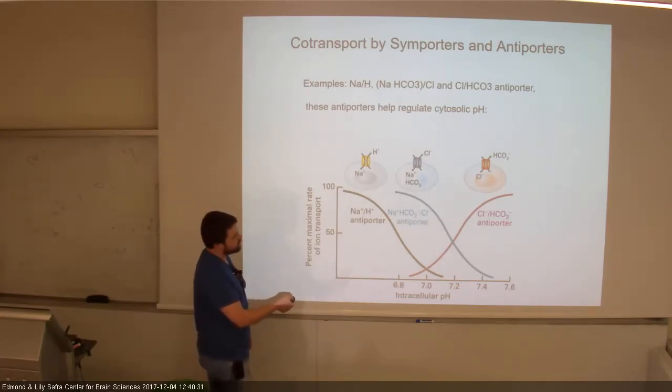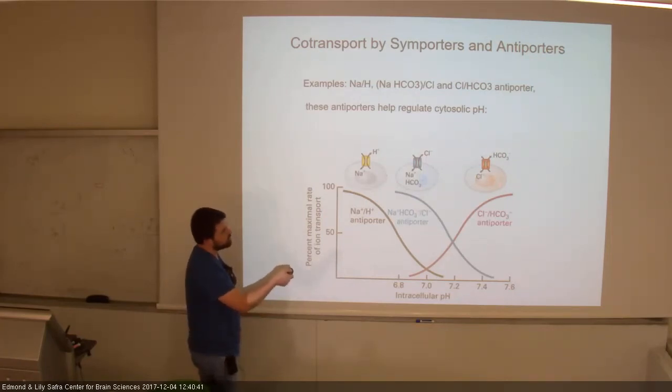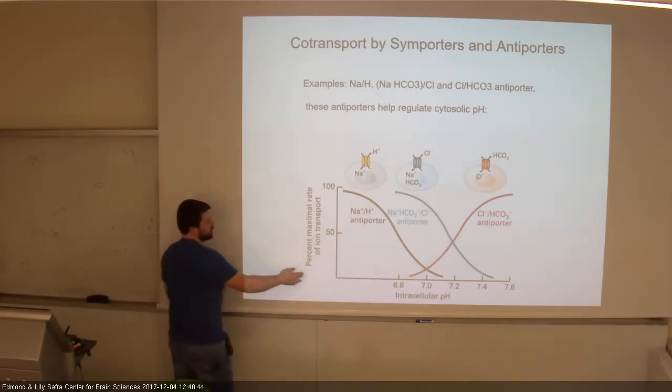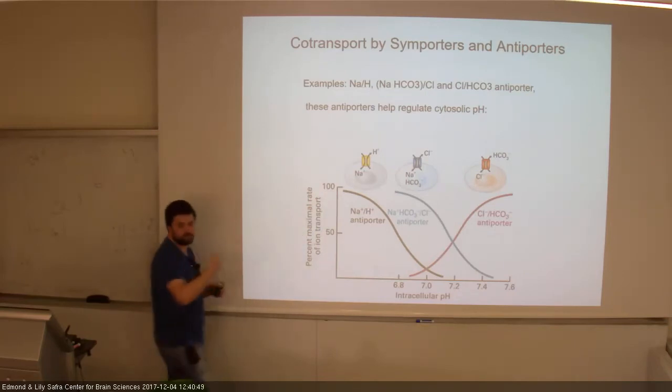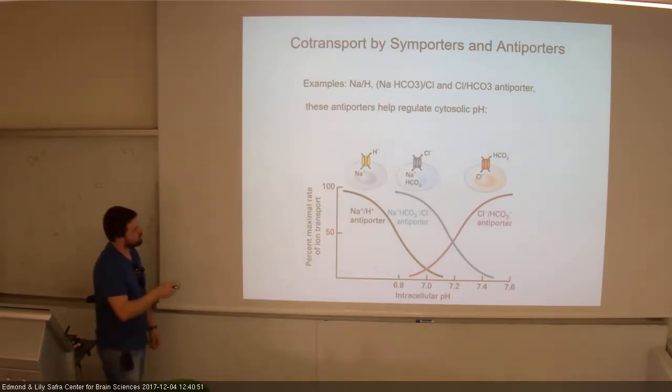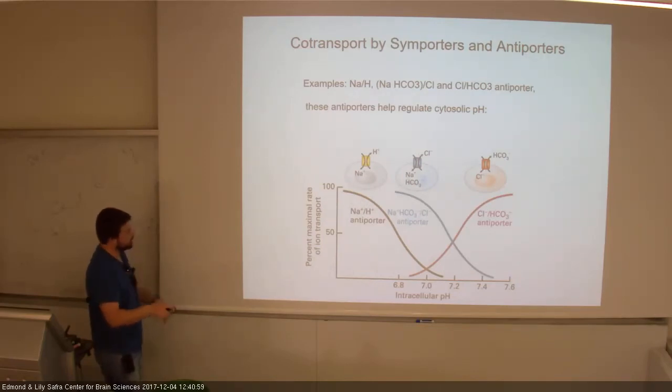So what happens if the cell is too basic, or the pH is too high? Then this transporter becomes very active again. This is a graph that describes the percent of activity of the transporter. So when the pH is very basic, this transporter becomes very active, and it starts pumping bicarbonate ions outside of the cell, lowering the pH.